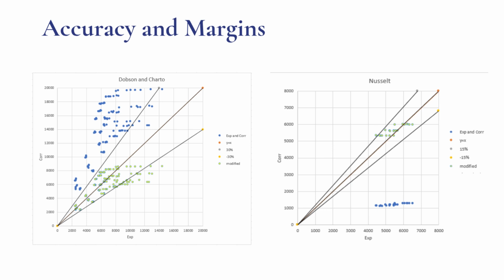For Dobson and Chato, we considered a 30% margin of error and achieved about 85% match. For the Lo-Dian Nusselt models, we used a stricter 15% margin and still achieved more than 85% correlation accuracy. This indicates that our experimental data aligns well with the theory.